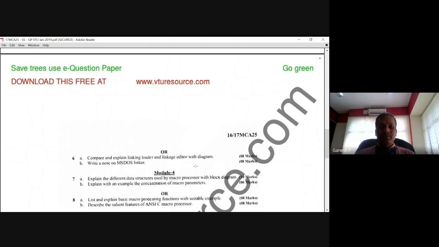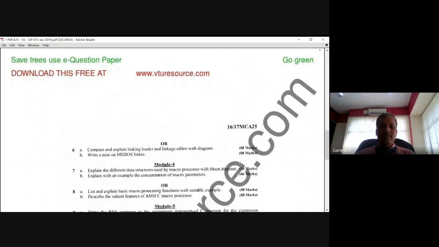So this is also very important. There it was asked for dynamic linking. Here it is asked for a linking loader and linkage editor comparison. Next we have an MS-DOS linker, which was given as an assignment. Again, I'm repeating, assignments are not for the sake of writing assignments. They're very important from an exam point of view as well, so we need to write them with proper conviction.